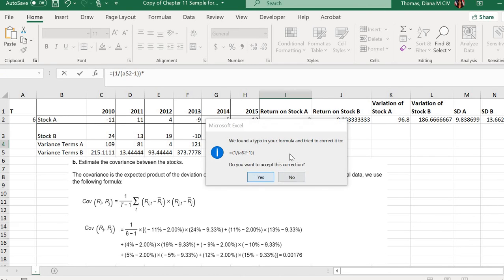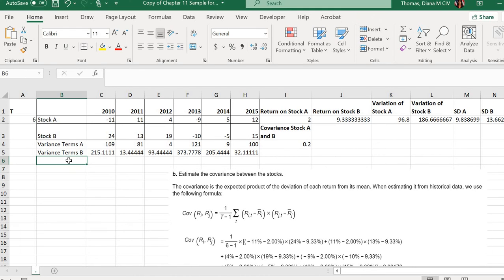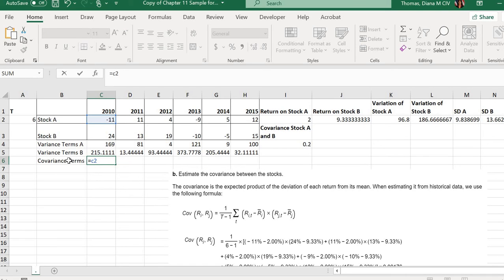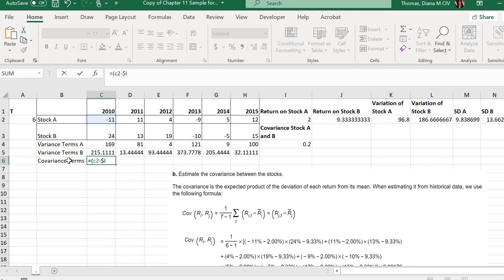So I think what I need before I keep going is the terms here. Covariance terms. So I can just sum it up as I did before. So what do I want? I want what's in C2, and I want to subtract the mean, and this time I'm not going to make a mistake. The mean is over in I2, and I have to do the dollar symbol here, $2, so it doesn't scroll.